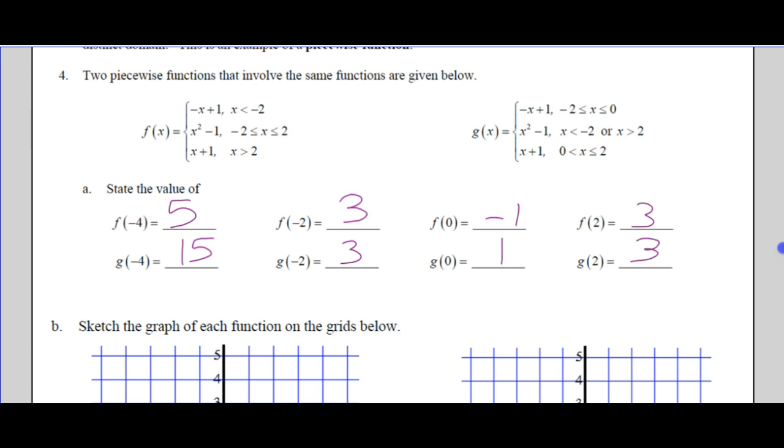Okay. Sketch the graph of each function on the grids below. All right, so we've got some points that we can use, right? We start with those points, and then just sort of figure out, okay, now where do we go from here, right? Like, how do I draw this function?